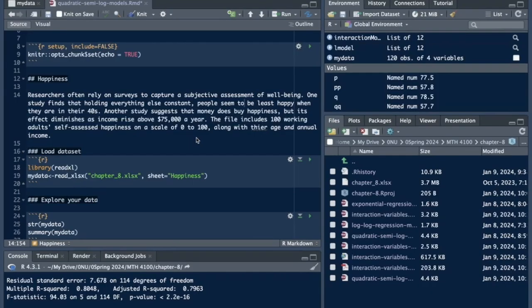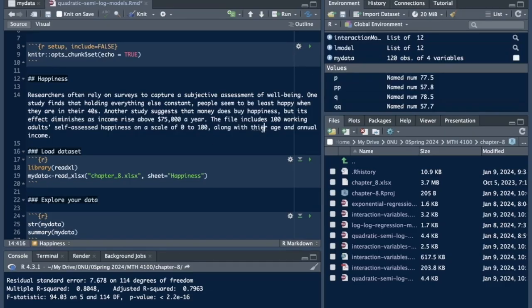Researchers often rely on surveys to capture a subjective assessment of well-being. One study finds that, holding everything else constant, people seem to be least happy when they are in their 40s. Wow, interesting. Another study suggests that money does buy happiness. Do you agree with this or no? But its effect diminishes as income rises above $75,000 a year.